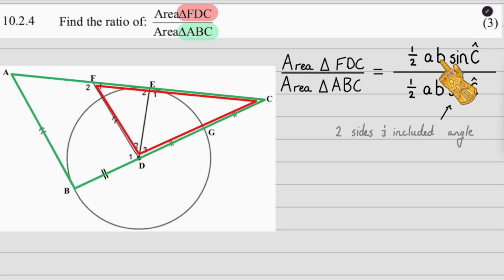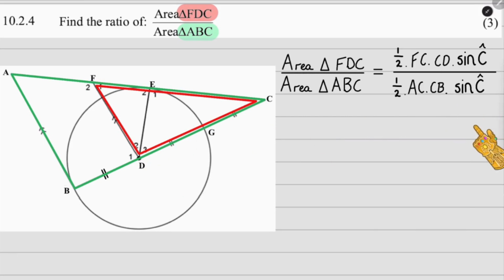Okay, now these 2 sides have to be the 2 sides that are touching the angle C. So in the red triangle, that will be side FC and side CD. So I'm going to change A to FC and I'm going to change B to CD. Just like that. And now I'm going to modify the green triangle to resemble that format. So in the green triangle, we're also using angle C in place here. So we've got to put the 2 sides that are touching angle C in the green triangle, which will be this side AC and this side CB.